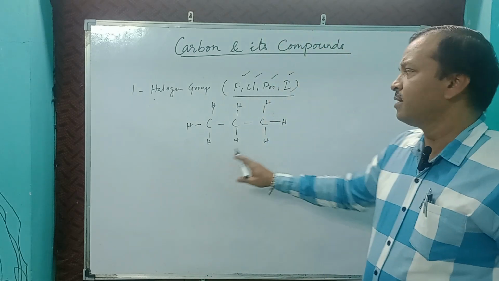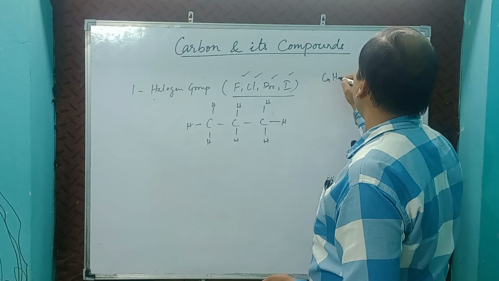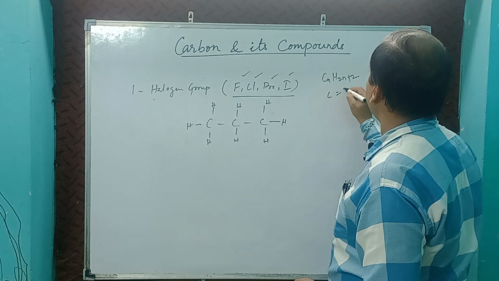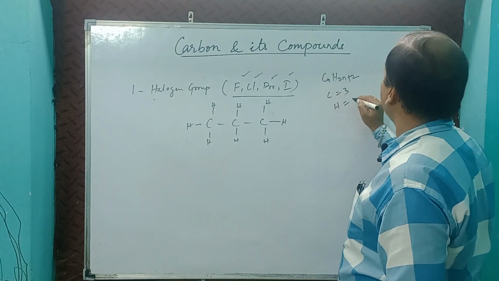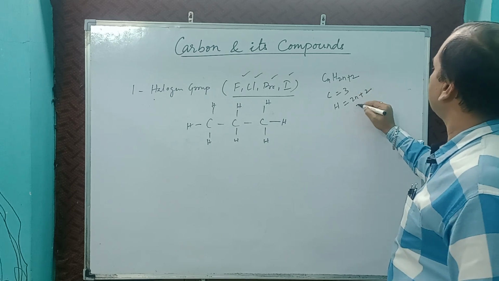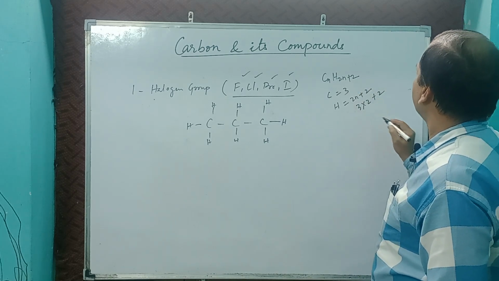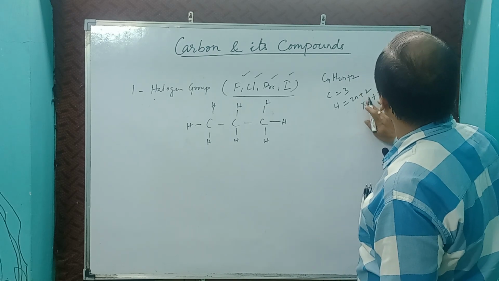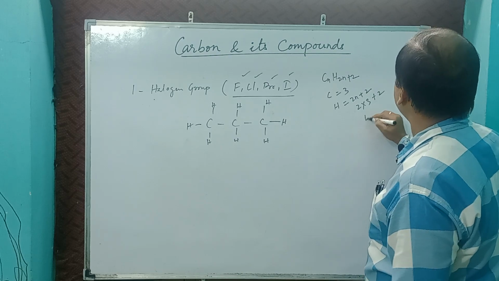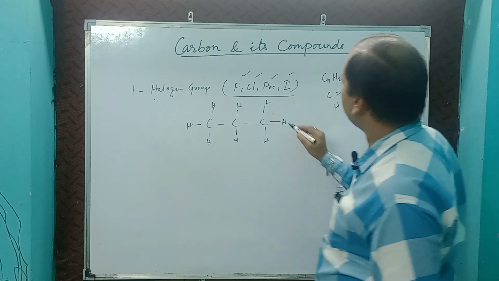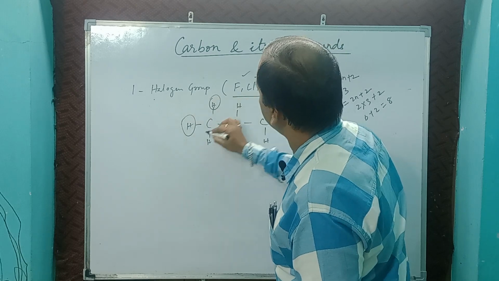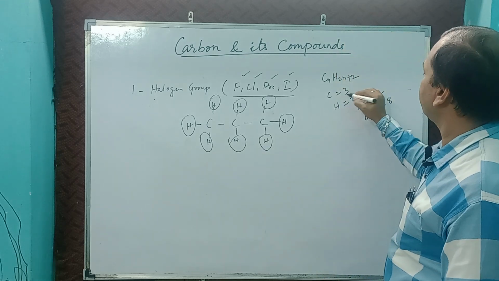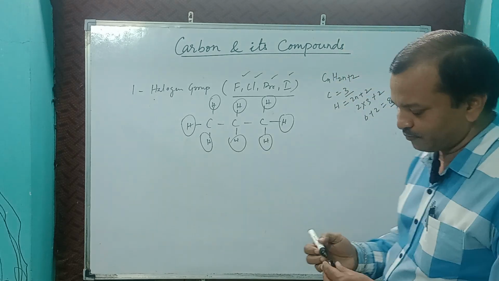Look at the general formula. We already know it is CnH2n+2. See, there are 1, 2, 3 carbons. Number of carbons is 3. So how many hydrogens will be there? 2n plus 2, 2 into 3, 6 plus 2 is equal to 8. Find out: 1, 2, 3, 4, 5, 6, 7 and 8. If carbon is 3, hydrogen will be 8.